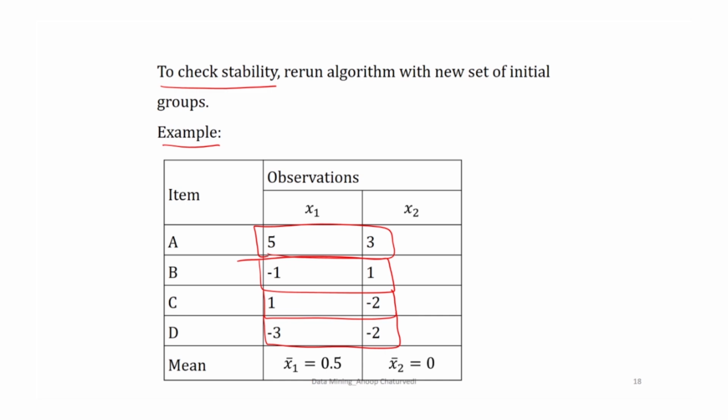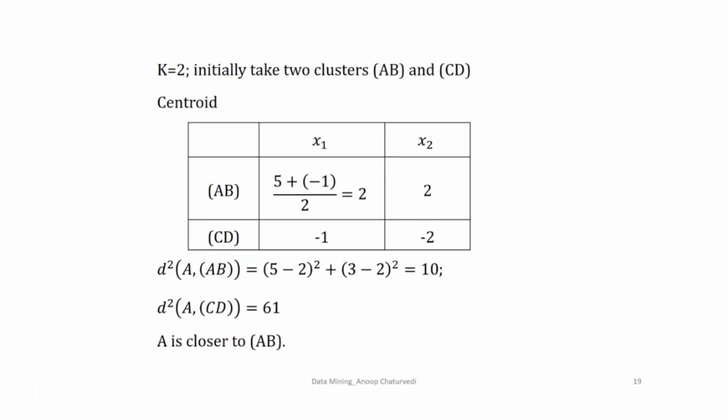So, mean for x1 is x1 bar equal to 0.5. You simply add all the values and divide it by 4. And for x2, the mean is 0. And suppose we are taking two clusters. So, k is fixed as 2. And initially, you take two clusters as AB and CD. So, this is the initial assignment.